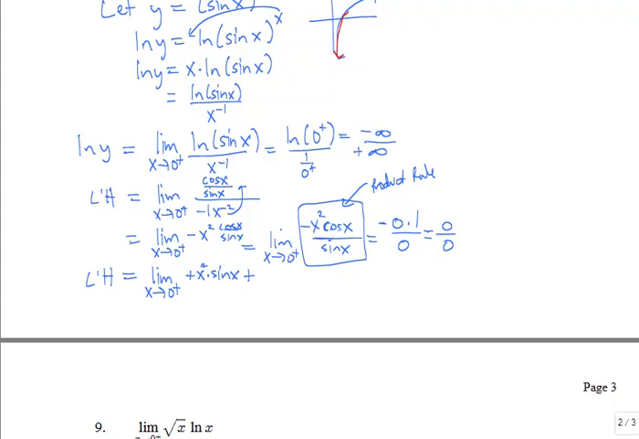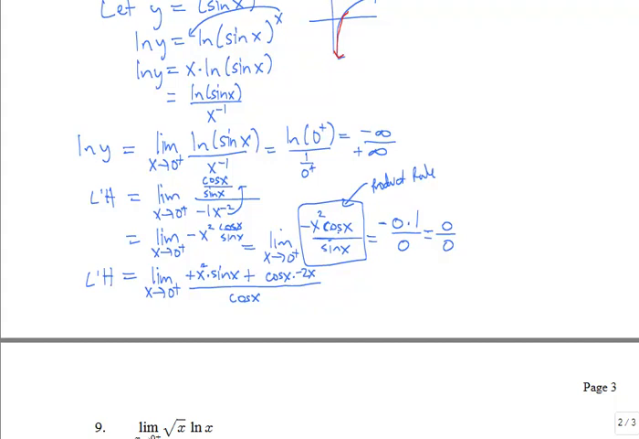Plus the second function, which is this cosine x, times the derivative of the first, which is going to be a negative 2x. And then all of that gets divided by the derivative of the bottom, and the derivative of sine x is cosine x. Remember, we're not doing a quotient rule here at all. We're just doing the derivative of the top over the derivative of the bottom.